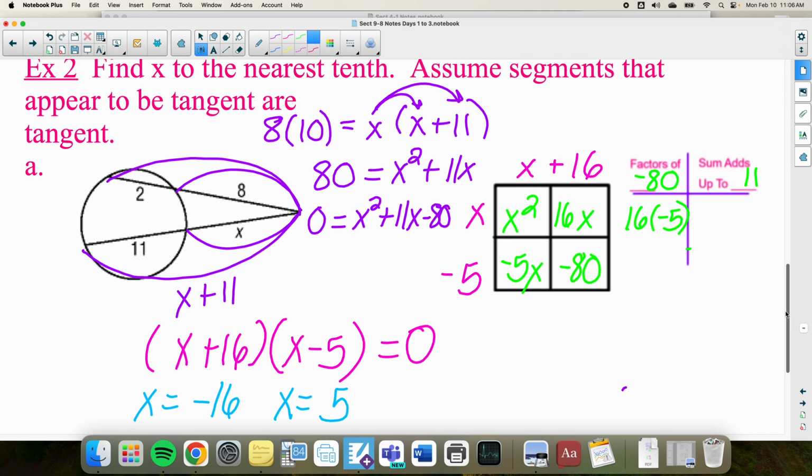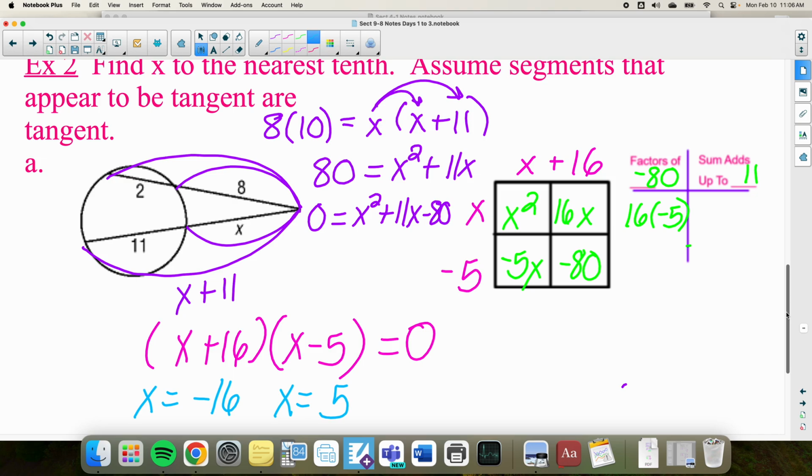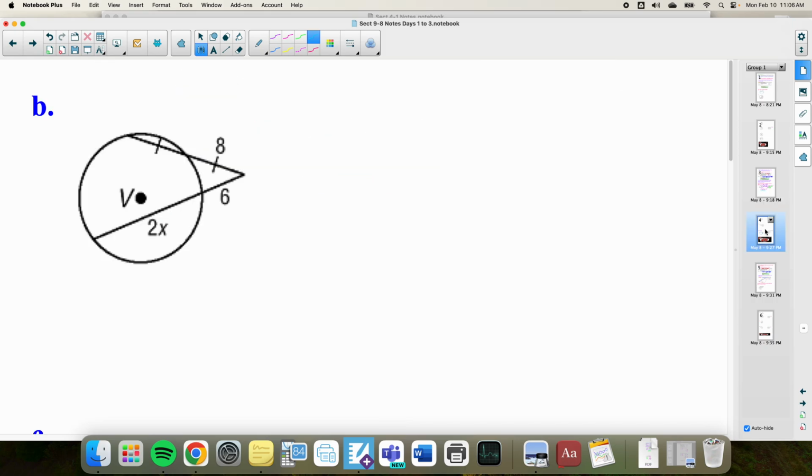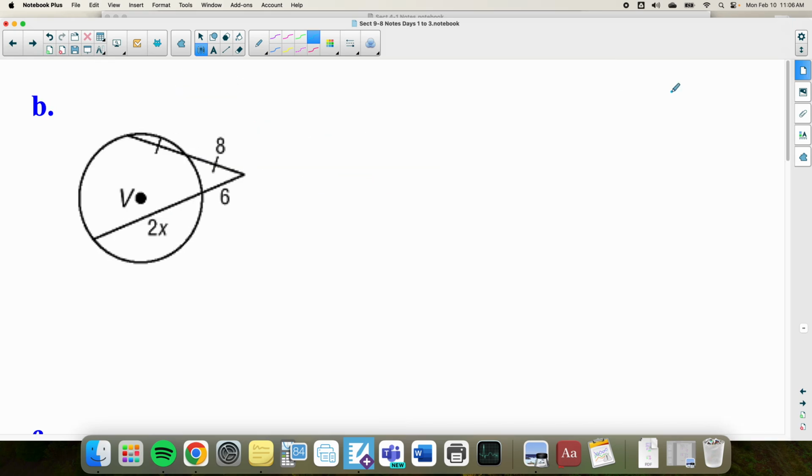Now, when you look at this, x is a distance on that secant. X can't be negative, so that tells us this one does not work, and this is your answer. So always check your negative and make sure it doesn't give you a negative side. If it does, it doesn't work. Okay? All right, let's go to this page then.